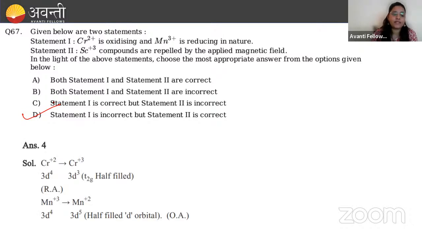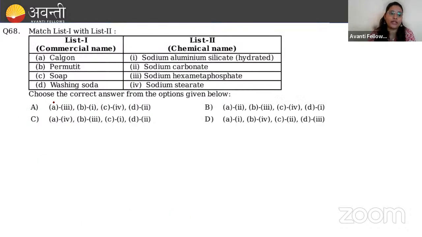You can see chromium +2 may convert to chromium +3. It is getting a d3 configuration, which is a completely half-filled electronic configuration. For Mn+3 to Mn+2, it is half filled with d orbitals. So manganese acts as an oxidizing agent and chromium acts as a reducing agent. Now let's move on to the next problem.